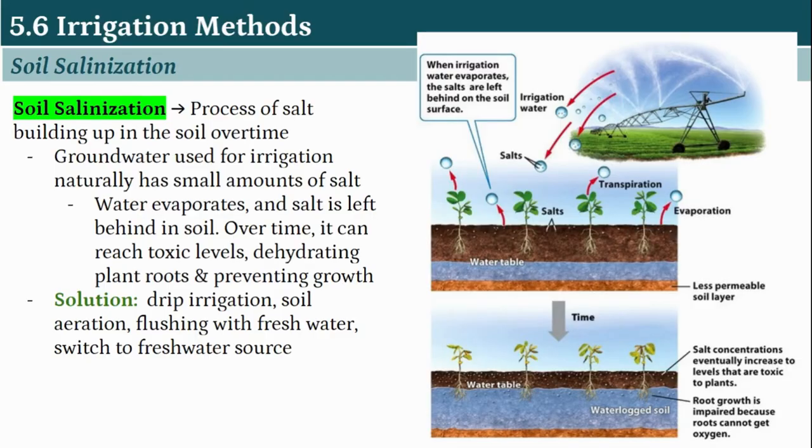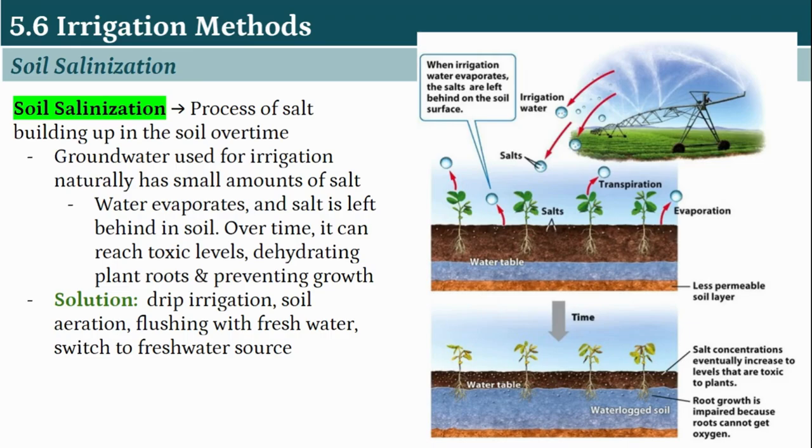This is the soil salinization process, which is when salt builds up in the soil over time. I shouldn't say all water, but water isn't just pure water. It can contain trace minerals and salts. And when water gets too hot, it evaporates. We know this, but it will leave behind the salt. So, groundwater for irrigation naturally has small amounts of salt.